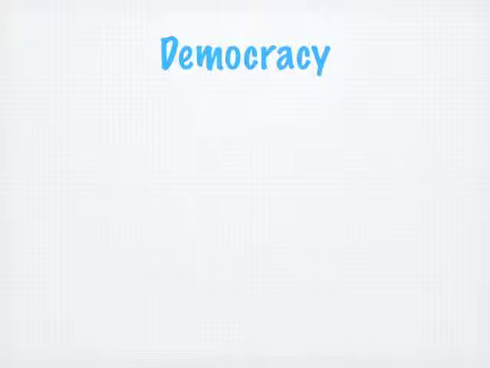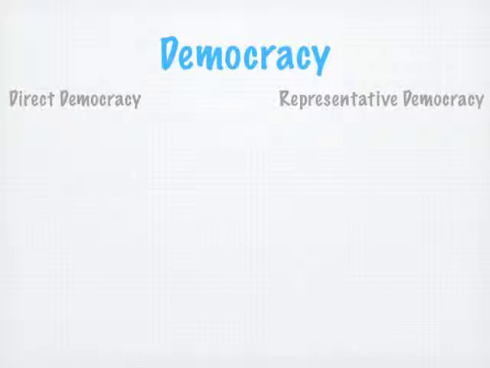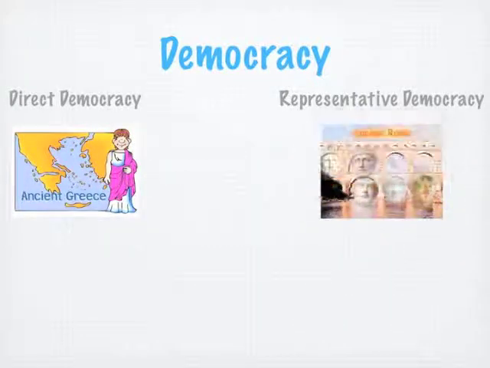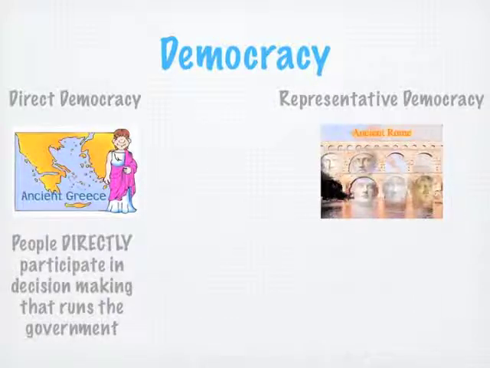So talking about government, let's talk about democracy. We've mentioned two different types of democracy today, and I want to make sure you understand the real difference between those two. We talked about a direct democracy, and we also talked about a representative democracy. We talked about direct democracy when we talked about ancient Greece. The representative democracy we found in ancient Rome. And the big difference I want you to remember between these two, the one thing I really want you to understand, is that in a direct democracy, people directly participate in the decision making that runs the government.